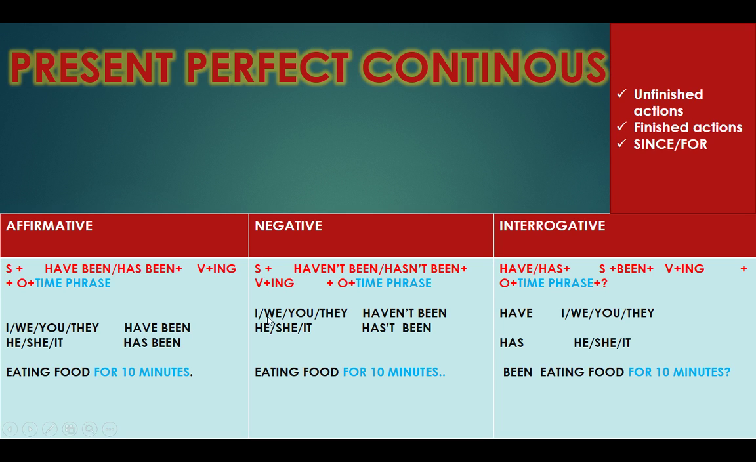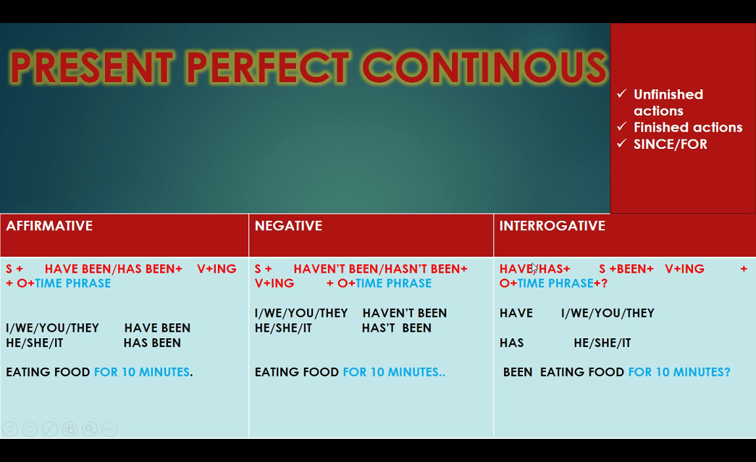नेगेटिव पे चलते हैं. सब्जेक्ट प्लस haven't been, hasn't been प्लस वर्ब ing प्लस ऑब्जेक्ट प्लस टाइम फ्रेज. टाइम फ्रेज को मैंने ब्लू फिर कह रहा हूँ इसलिए किया था कि आप यूज़ करना चाहें कर लें, ज़रूरी हो तो कर लें, otherwise don't use it. I, we, you, they haven't been, he, she, it hasn't been eating food for 10 minutes.